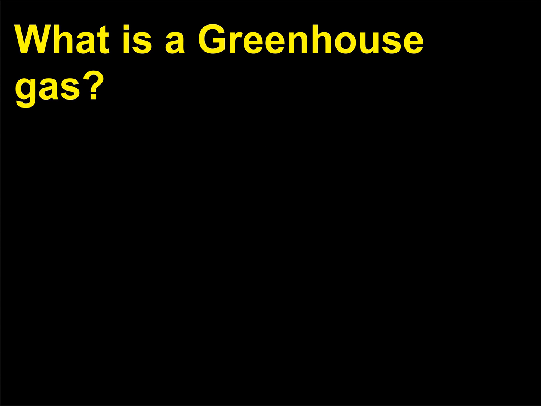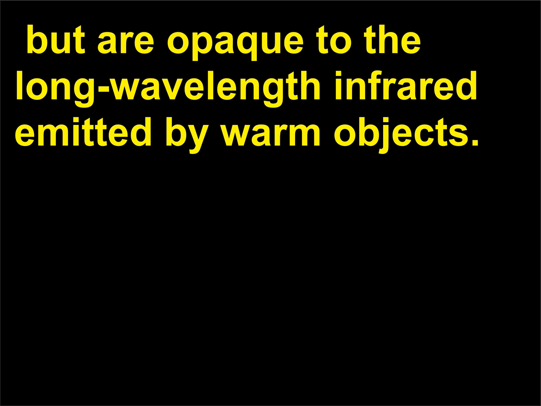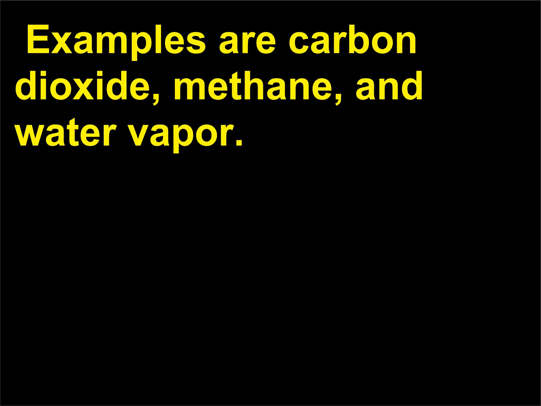What is a greenhouse gas? Gases transparent to light and short-wavelength infrared radiation, but opaque to the long-wavelength infrared emitted by warm objects. Examples are carbon dioxide, methane, and water vapor.